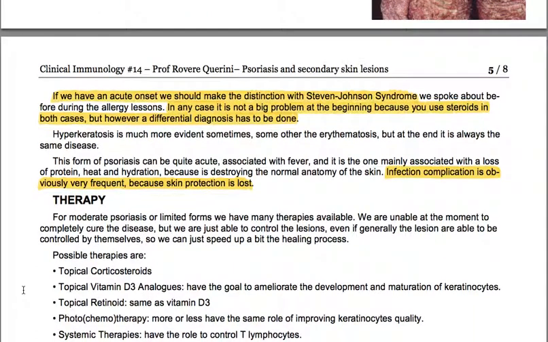This form of psoriasis can be quite acute, associated with fever, and it is the one mainly associated with a loss of protein, heat, and hydration because it's destroying the normal anatomy of the skin. Infection complications are obviously very frequent because skin protection is lost.